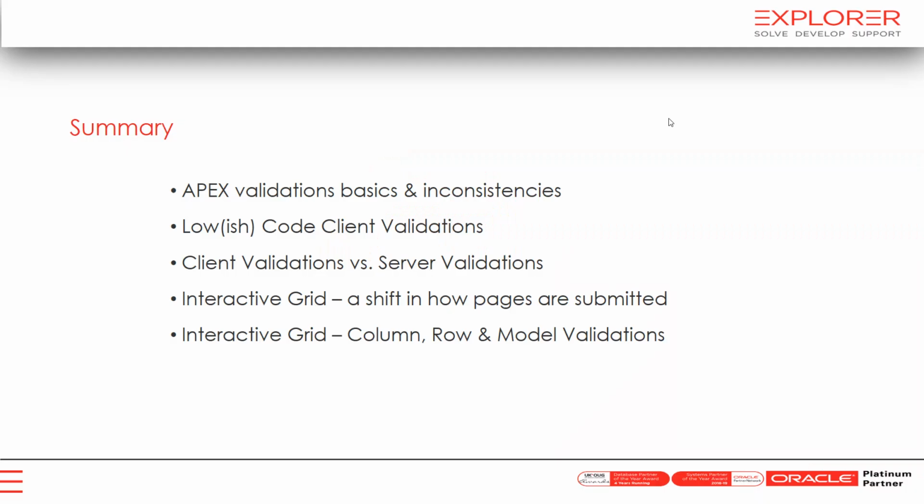So coming towards the end now. So in summary, we looked at the Apex basic validations. We looked at the documentation, what that says. We've got this Loish code. They're using the pattern and the data value message. We talked about the client validations versus server validations, the destruction of the client state, why there was a shift in how pages are submitted, and then we looked at columns, declarative validations, row validations, model validations, single record view validations. A few more things, such as the pop-up LOV workaround.